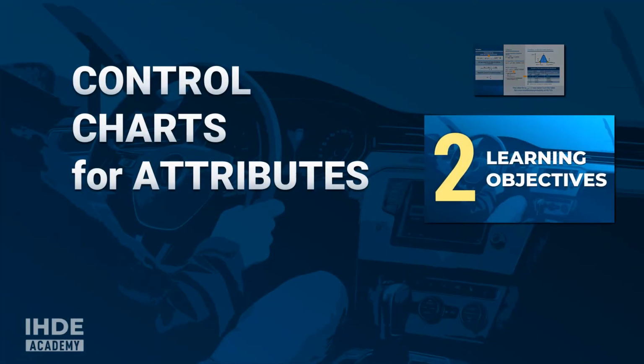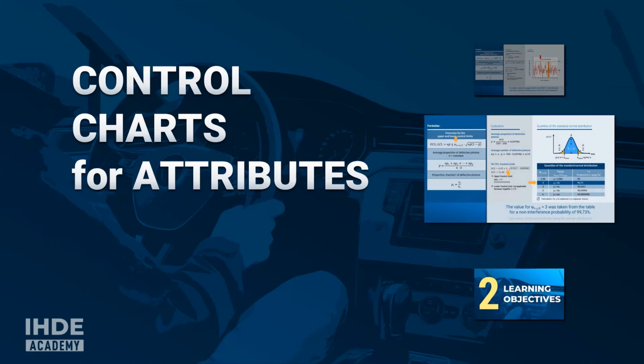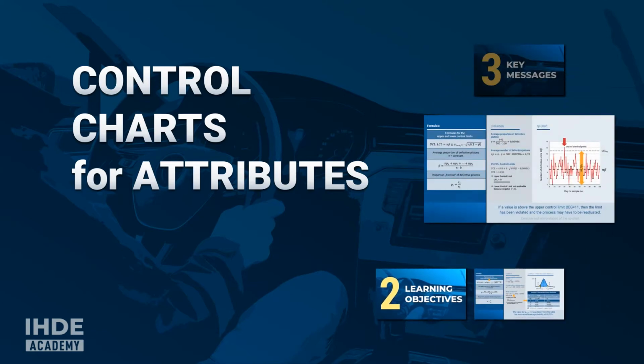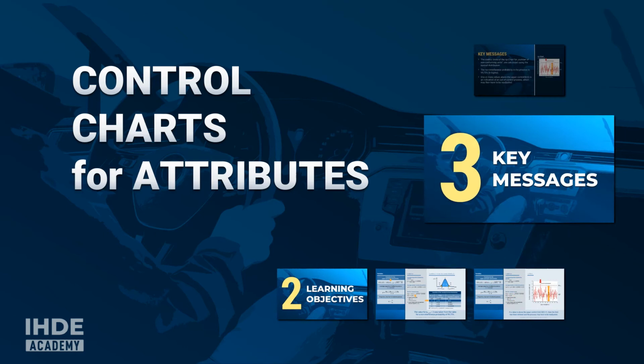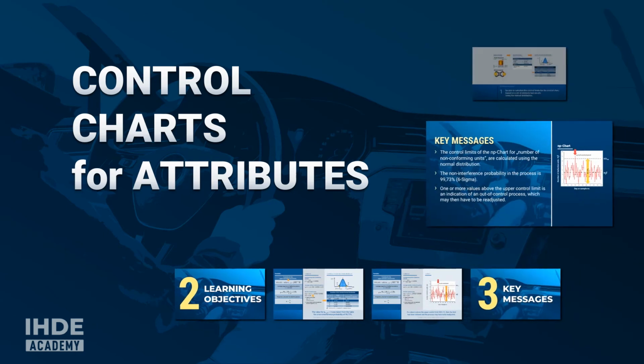The NP chart is a control chart for the number of defective units. In this lesson, we calculate the control limits using the normal distribution.